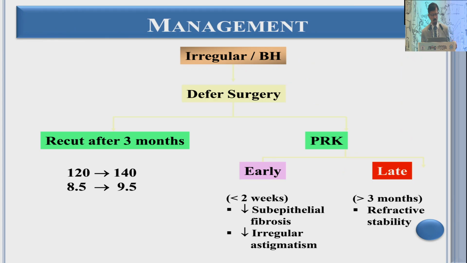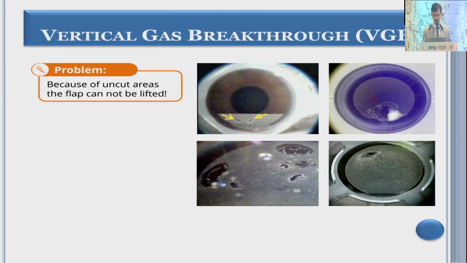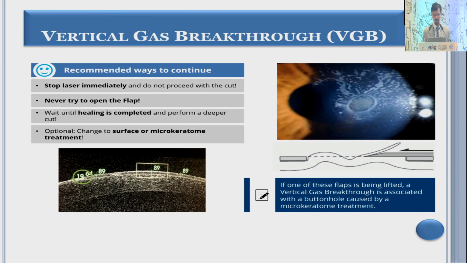If you have a flap buttonhole, you have to defer the surgery and do a recut later. You can do a microkeratome LASIK in this with a larger cut and going deeper, or you can do a surface ablation as well if you want to do it a little earlier. In femtosecond LASIK, you can also have a vertical gas breakthrough, which is very uncommon, but yes, it can happen. In that case, again, you have to wait for a couple of months, and you can go ahead and do a surface ablation easily in all these cases. So I'll just move on to the next one.